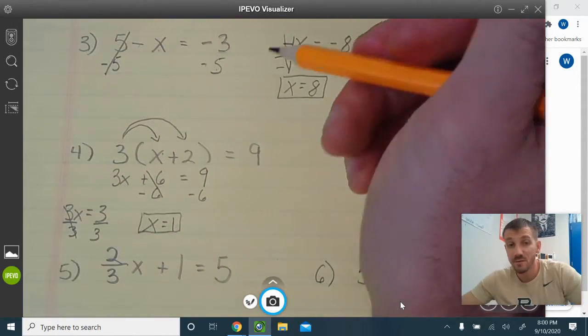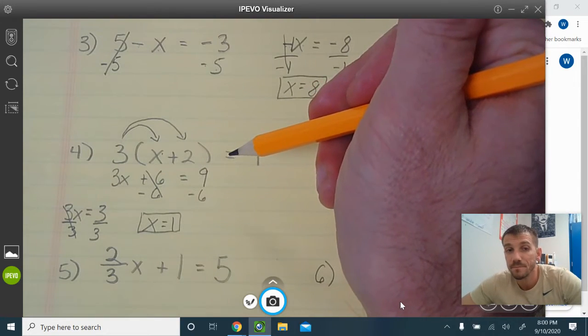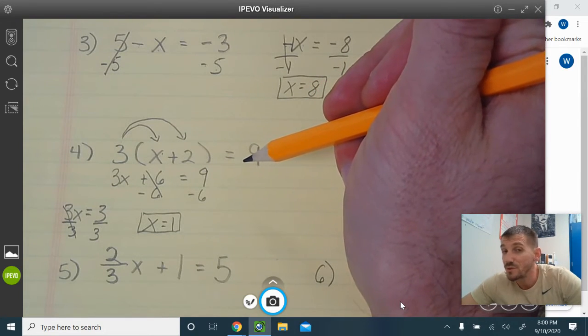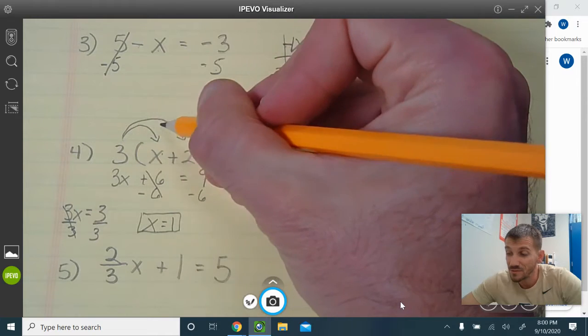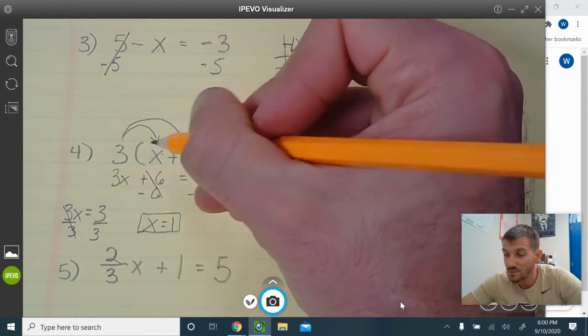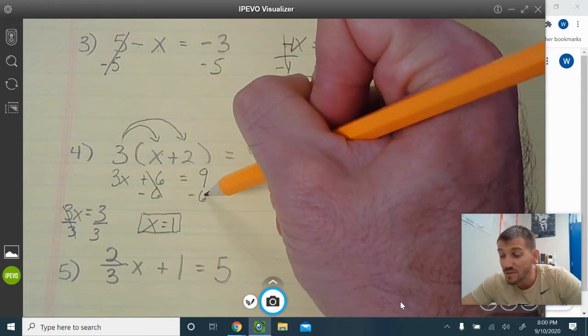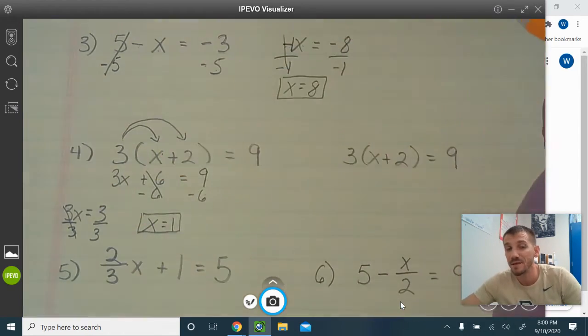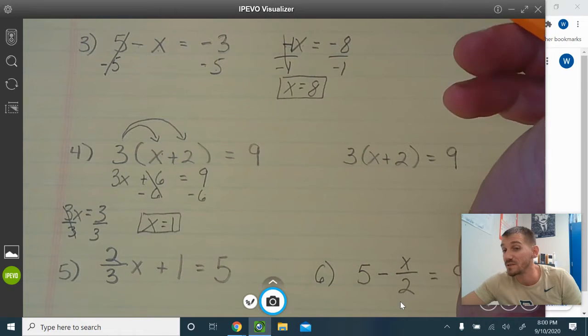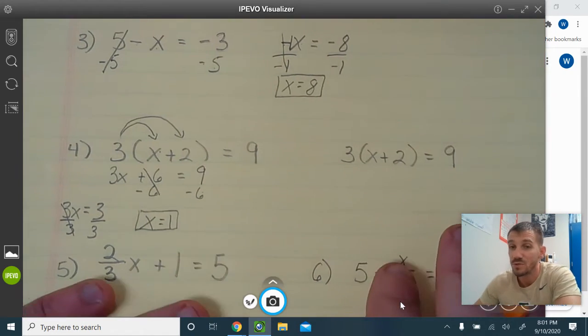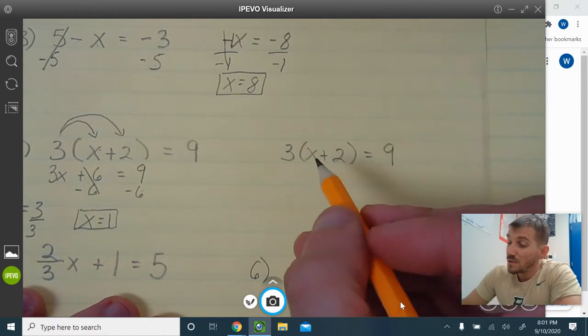Now, there's nothing wrong with the math that we did there. But if you notice, that was more than 2 steps. This was already 1 step, distributing. Second step, we subtracted 6 from both sides. Third step, we divided by 3. That took a lot of steps. You could have fixed it in the very beginning, which is why I wrote it a second time.